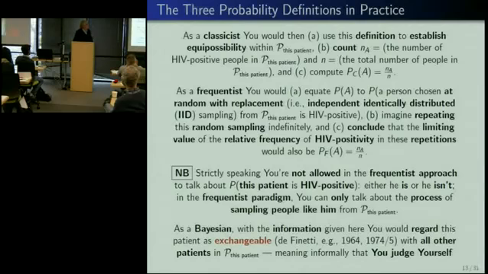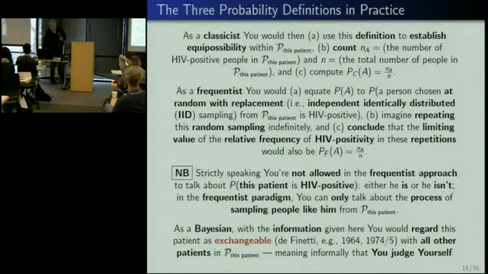And as I said, strictly speaking, you're not allowed to talk about the probability that he is HIV positive because he either is or he isn't. But that little dodge is a way to get around that. In the frequency story, you're really only allowed to talk about the process of repeatedly doing something. You're not allowed to talk about what happens on any one particular repetition.